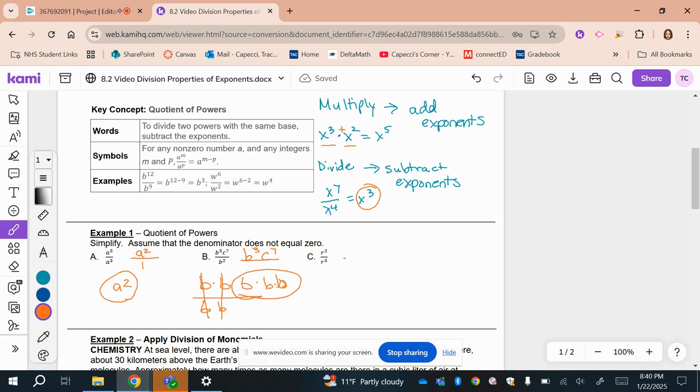Now, example C is slightly different because I have more on the bottom. So I'm still going to subtract, but I'm going to have 5 minus 2 on the bottom, which is 3. And I can't leave just a blank on the top. That's actually 1. We simplify that to 1.